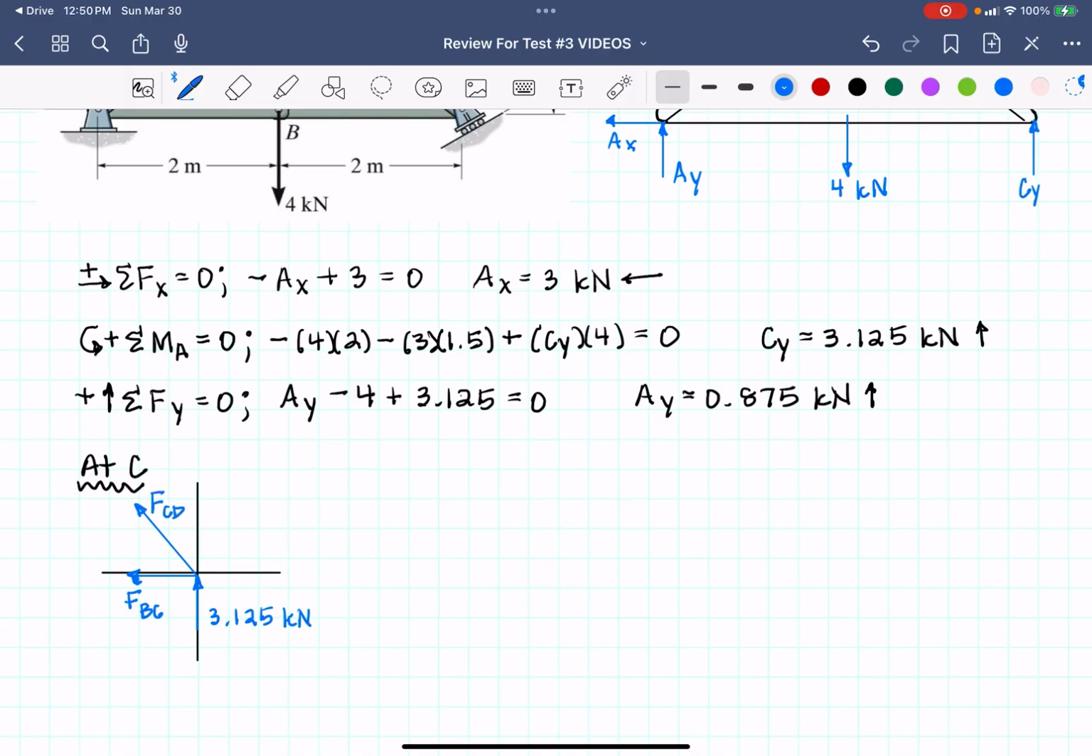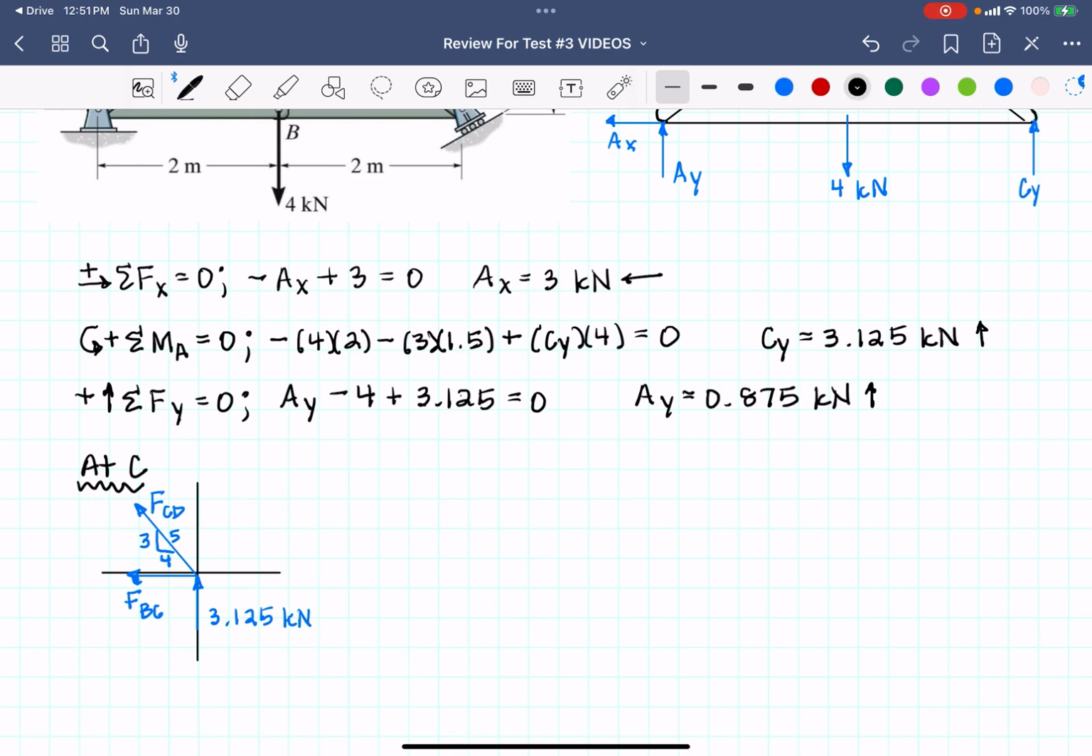Let's put our geometry on there. And I know that it is a 3, 4, 5 triangle because one side is 1.5, one side is 2, which if I double is a 3, 4, 5 triangle. You could also do 1.5, 2, and 2.5. That would be fine. It's the same thing.